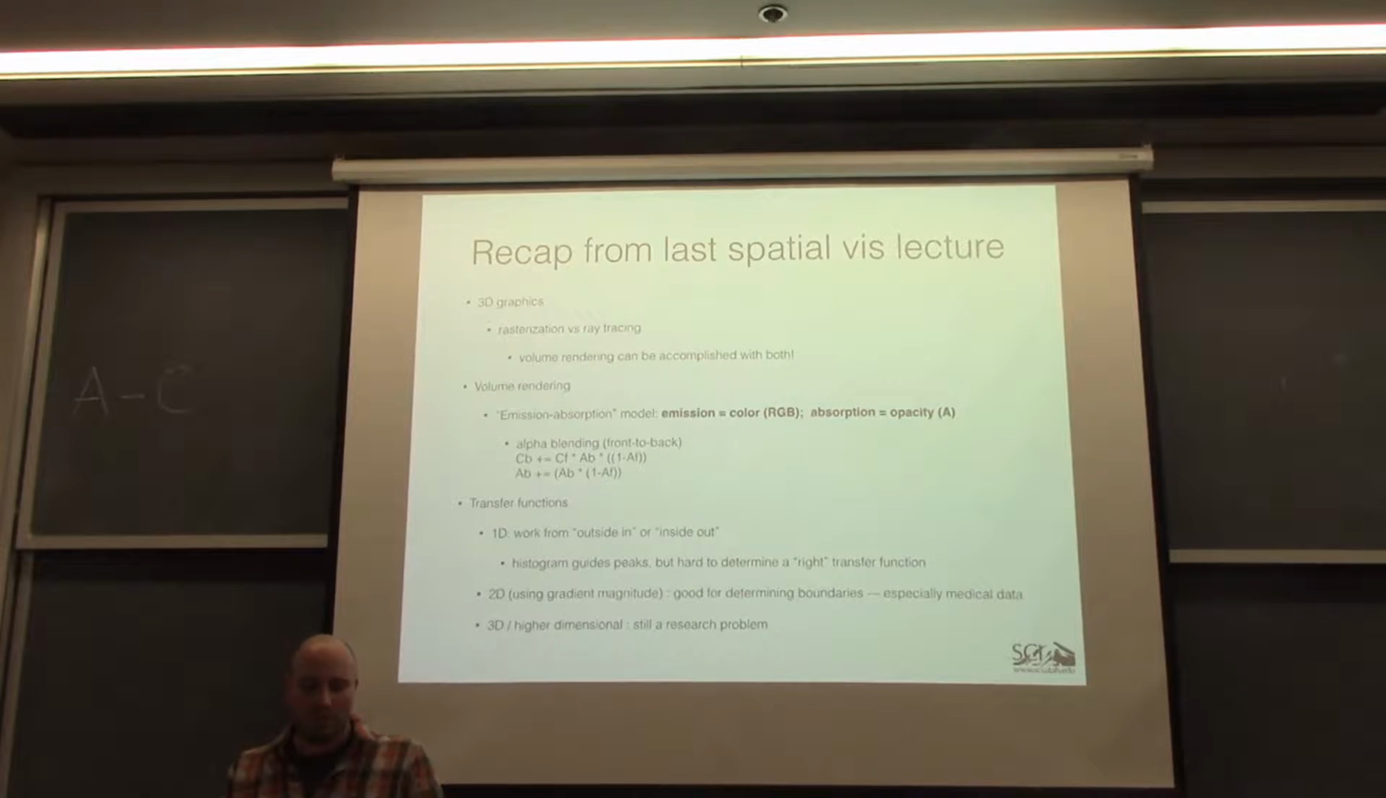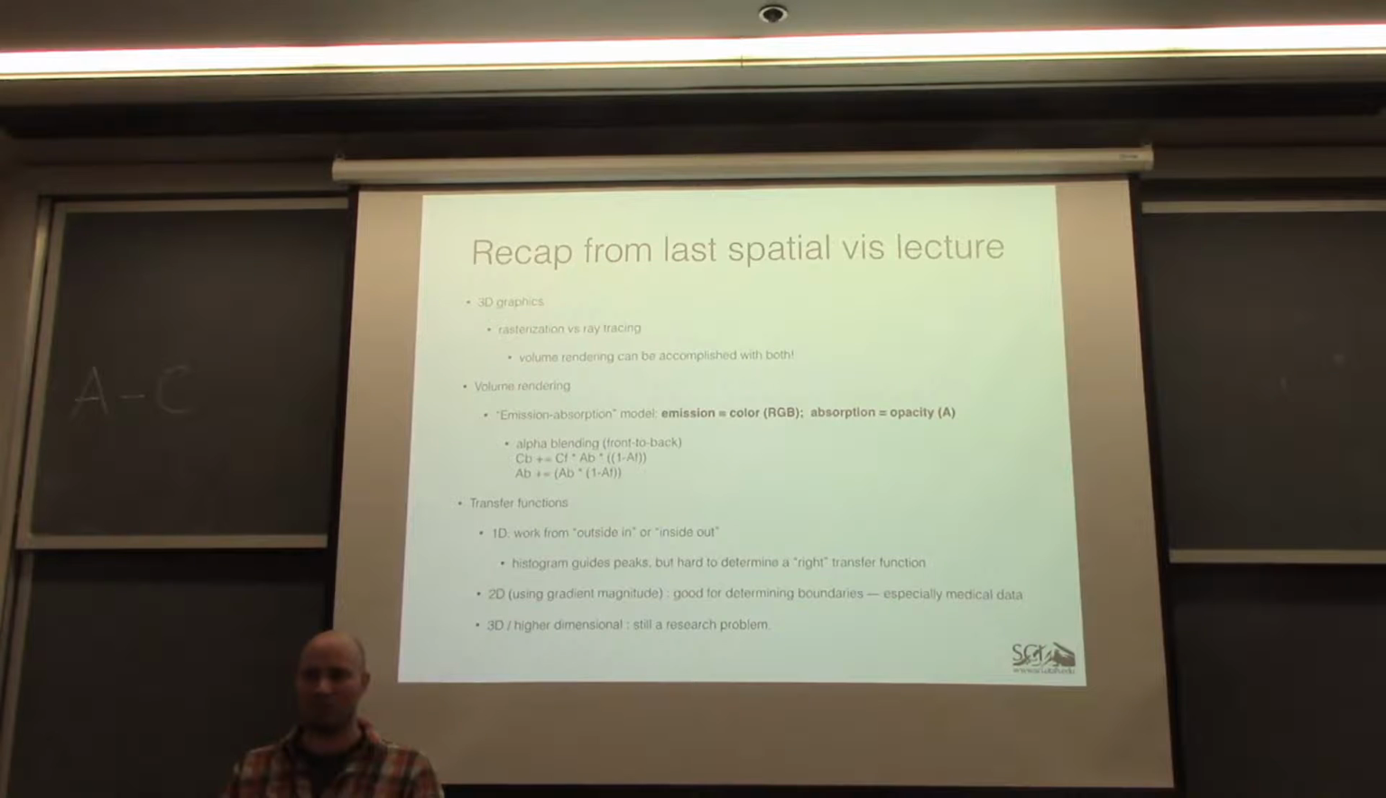2D gradient magnitude transfer functions are good for medical data sets, especially where you might have boundaries of varying widths, where you can look at the gradient magnitude and use that to classify the boundary effectively. But again, this is tricky because you have to know something about your data and you have to know how to use the transfer function editor. So again, it's challenging.